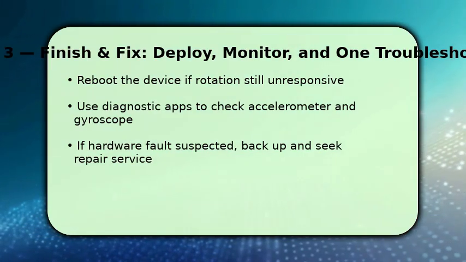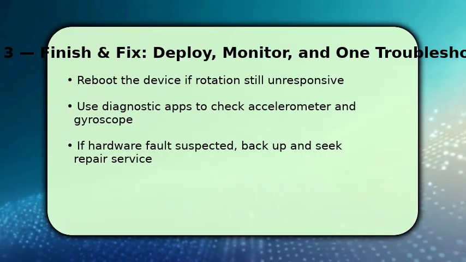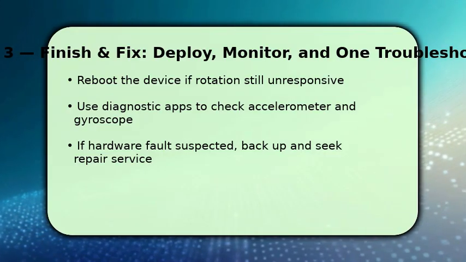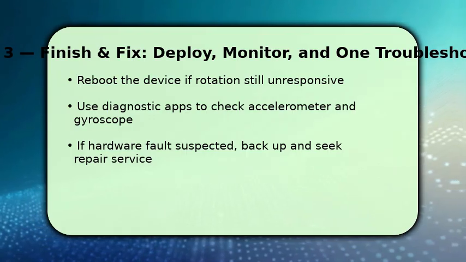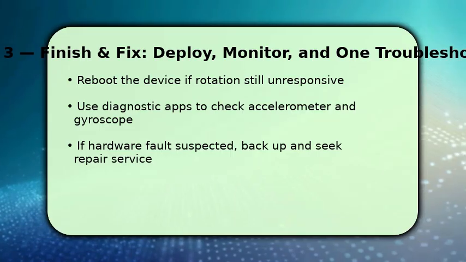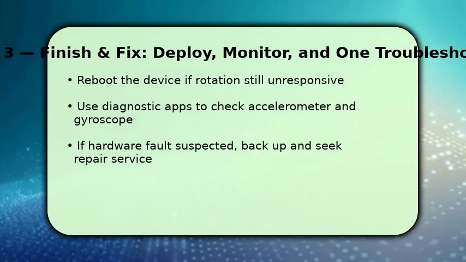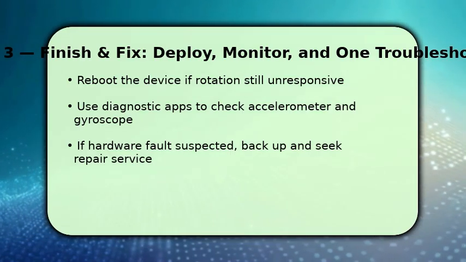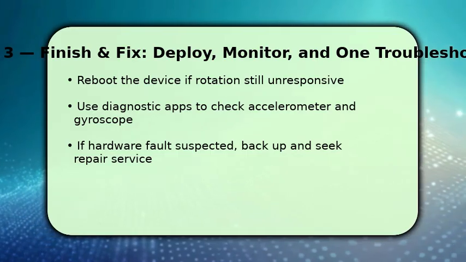Reboot clears background conflicts. Once restarted, retest rotation across multiple apps to confirm consistency. This tells you whether it's app-specific or system-wide. If it still fails, run a sensor diagnostic app. Check accelerometer and gyroscope readings to spot faults.